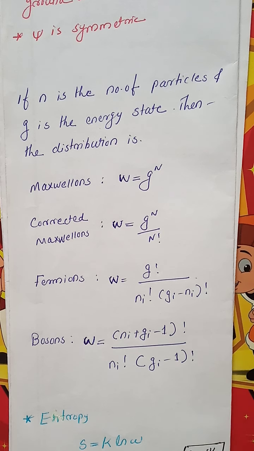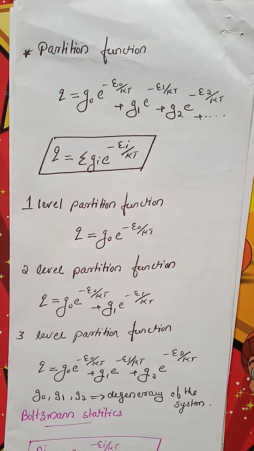The equation to find the partition function is, first of all, we can find out like this. Q is equal to G0 e raised to minus E0 by kT plus G1 e raised to minus E1 by kT plus G2 e raised to minus E2 by kT plus etc. This can be summarized as Q is equal to summation of Gi e raised to minus Ei by kT. So i can be 0, 1, 2, 3, etc.